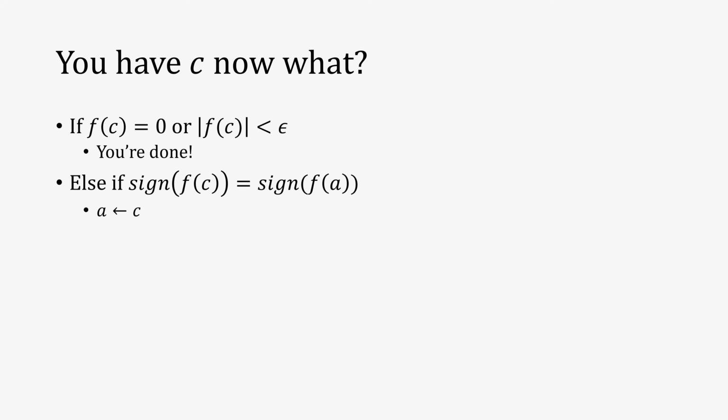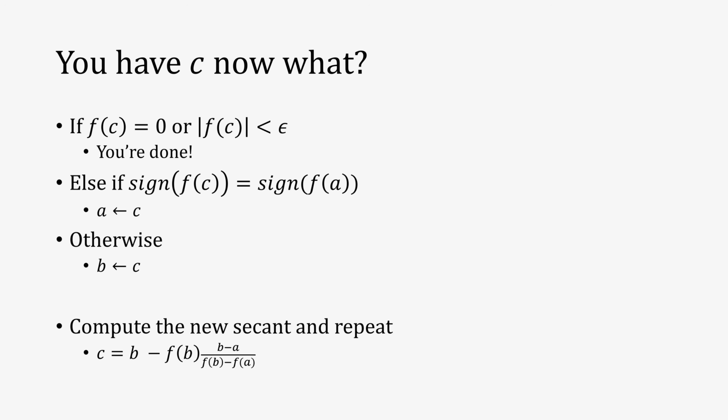Now that we have c, what do we do? If f of c is equal to 0, or less than some epsilon in absolute value, then we're done. That's our root. But if not, we see if the sign of f of c matches the sign of f of a, and if it does, we replace a with c. Otherwise, we replace b with c. Then, we compute the next secant and repeat the process.